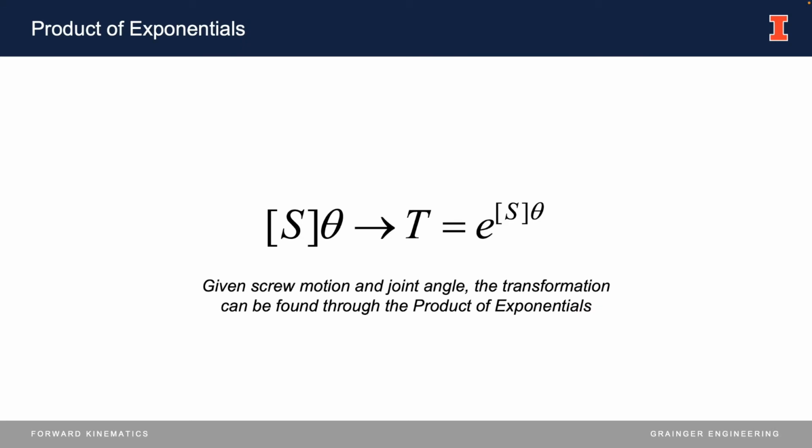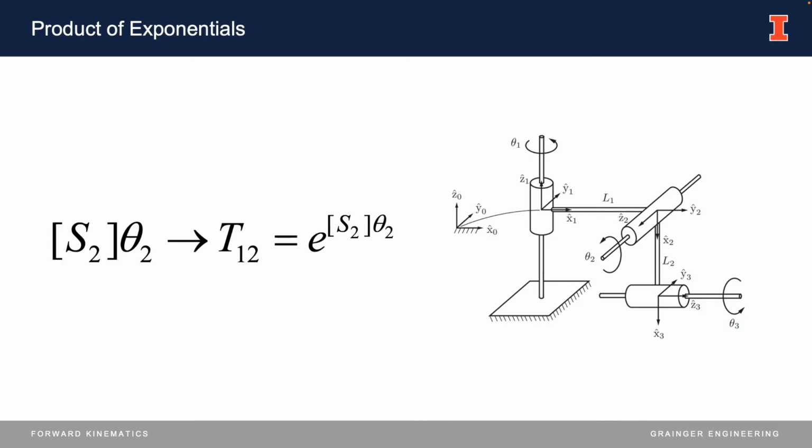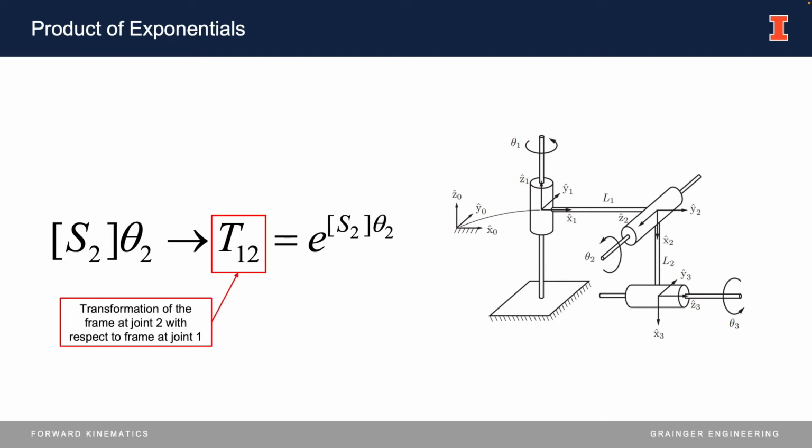Once we have the skew symmetric matrix of the screw axis for a given joint, we can use the given joint angle to calculate the transformation based on the joint displacement. This can be done through the product of exponentials and matrix exponentials. By taking the product of the screw axis and the joint angle displacement, the transformation matrix from the joint displacement can be calculated. Looking back at this example, we can use the screw axis generated and the given displacement for joint 2 to calculate the transformation matrix. We use the screw axis of joint 2 to generate the transformation matrix from 2 to 1 if joint 1 is not actuated.